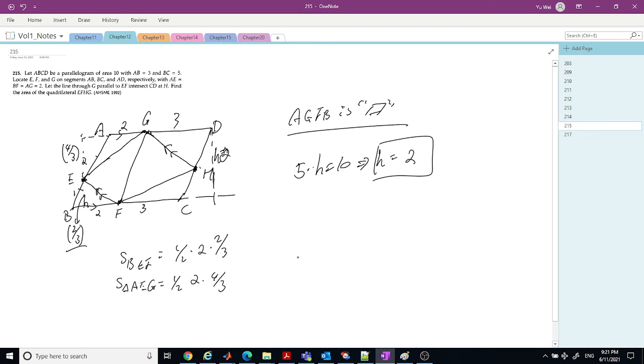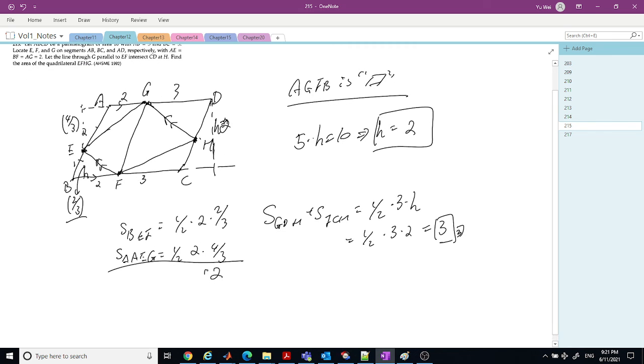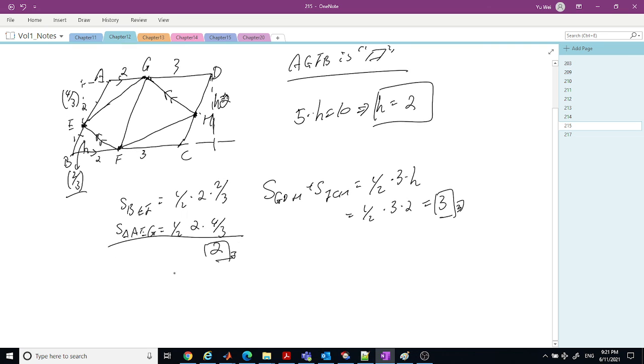So this is 3, so we need the S of the GDH plus S of the FCH, right? It is half of the 3 times the H1, right? Plus H2, is half of the 3 times 2, so this part is 3, right? And these two parts together will be the 2, right? So you can know the EFHG is equal to 10 minus 2 minus 3 equals 5. Okay.